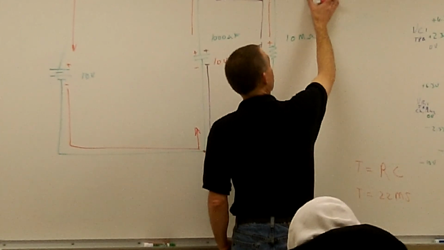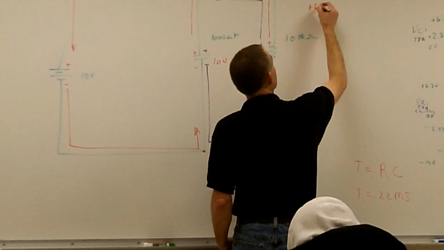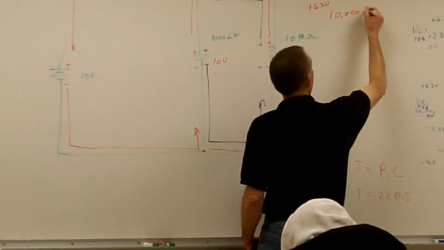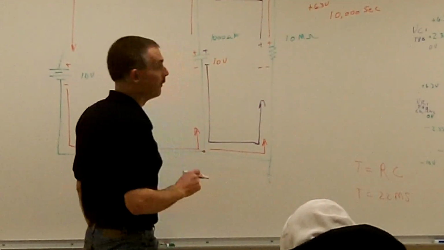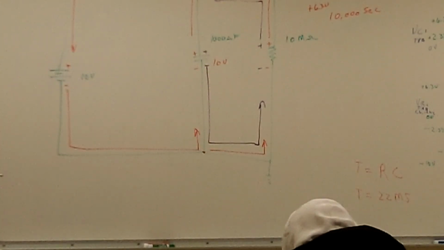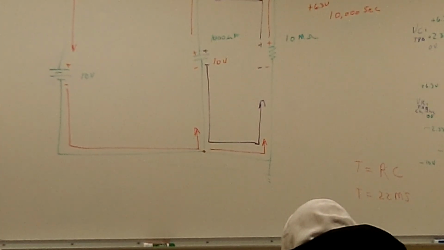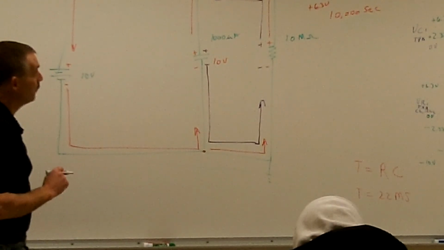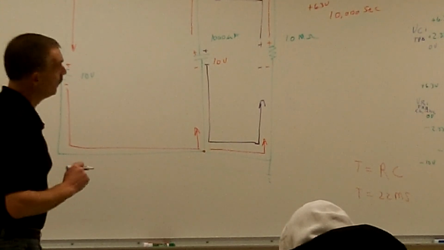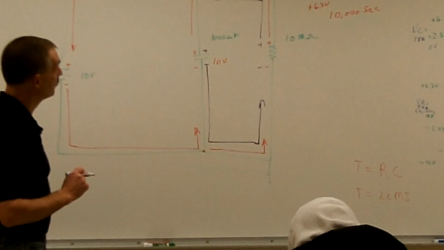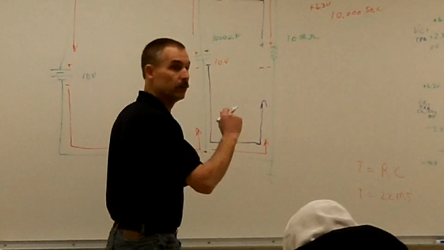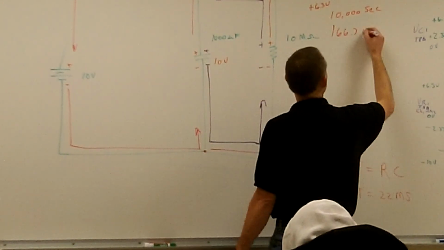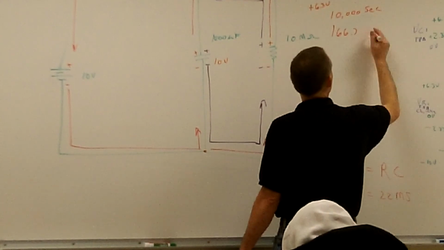So that means I'm going to maintain my output voltage from plus 10 to plus 6.3 volts for 10,000 seconds. Or how many minutes would that be? What is it? 166.7 minutes.